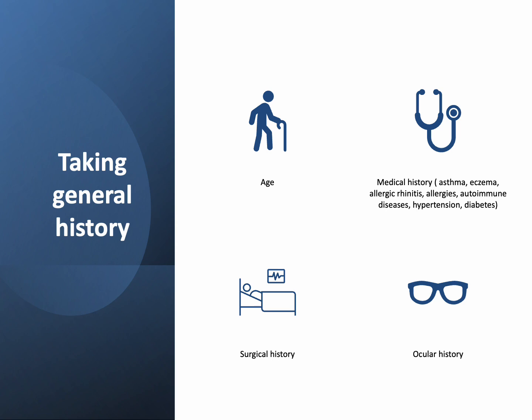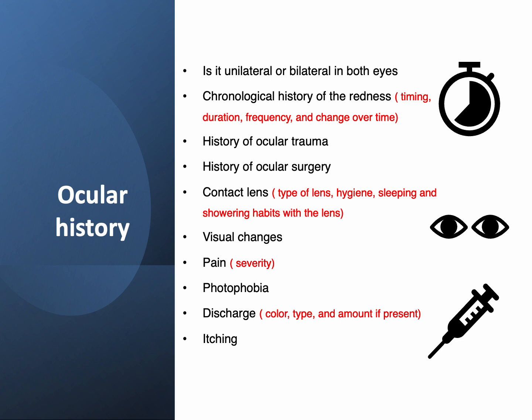And finally, we'll take more history on the ocular history. In the ocular history, we should focus on the main complaint, which is the red eye, and other associated symptoms. For the red eye itself, we should ask, is it unilateral or bilateral? If it's bilateral, was it sequential? It started in one eye and then it developed in the other eye, for example. What's the chronological history of the redness? When did it start? For how long? Is it recurrent? Did it come before? Did it change over time, like did it worsen or improve or anything like that?